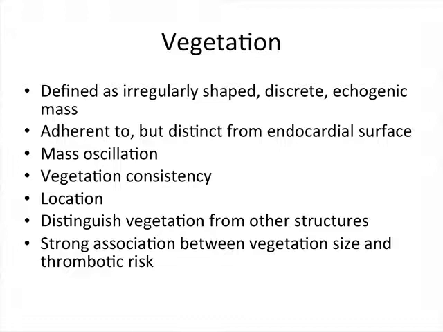There is a strong association between vegetation size and thrombotic risk, such that in some studies the risk of embolization has been shown to be 3 times higher in patients who have a vegetation that is greater than 10 millimeters. Prolapsing vegetations and extravalvular involvement increase the overall risk of heart failure, embolization to the brain, and need for replacement of the valve rather than repair.